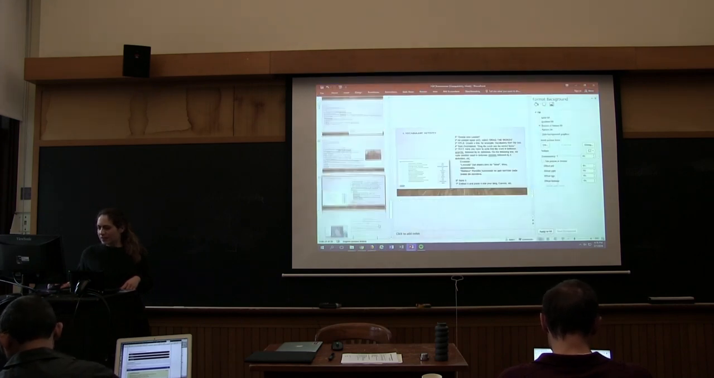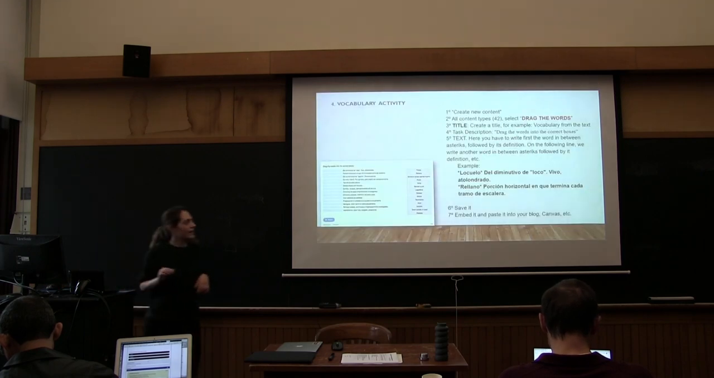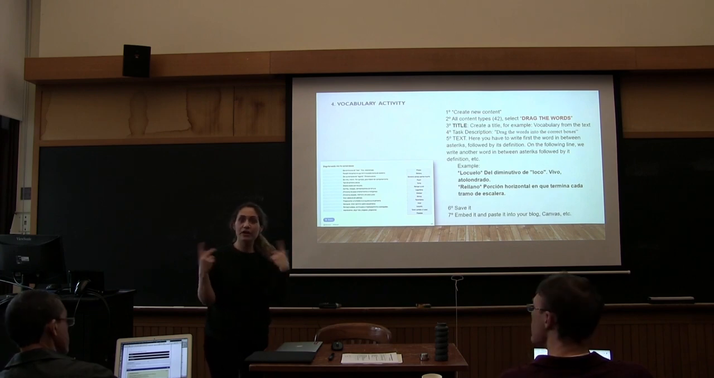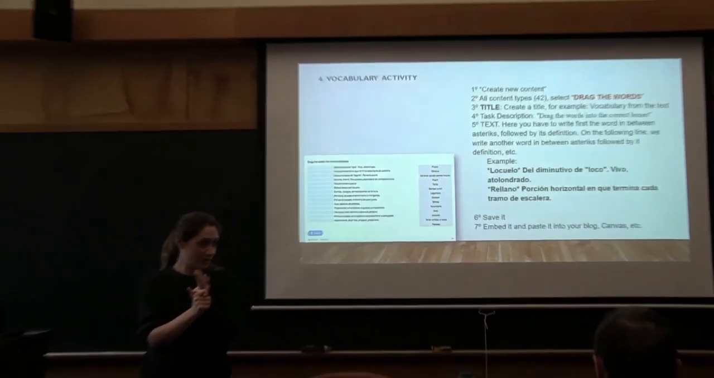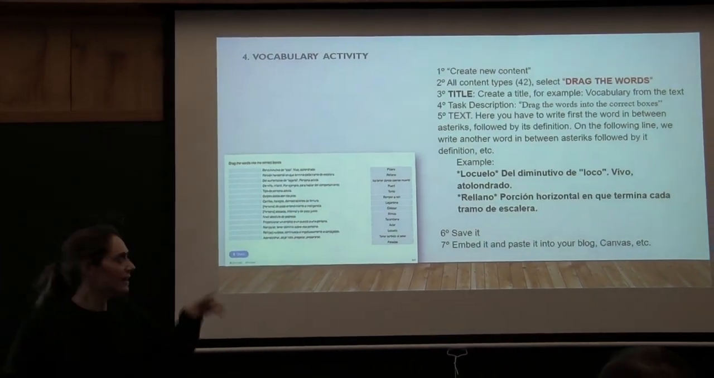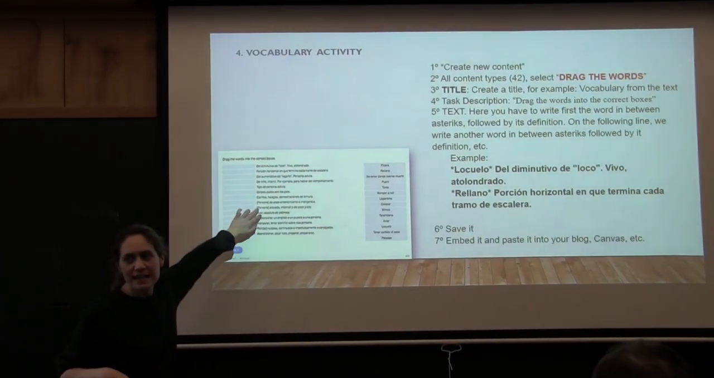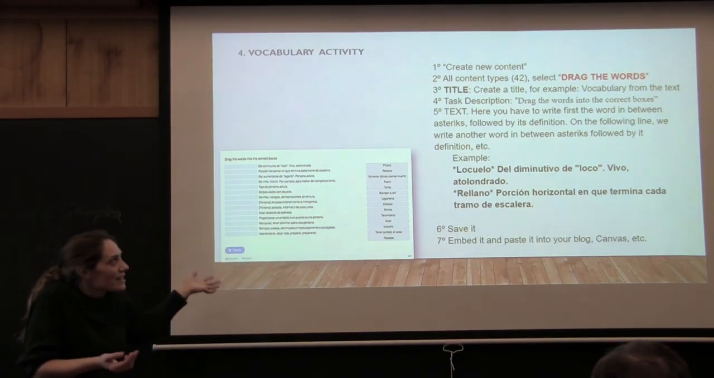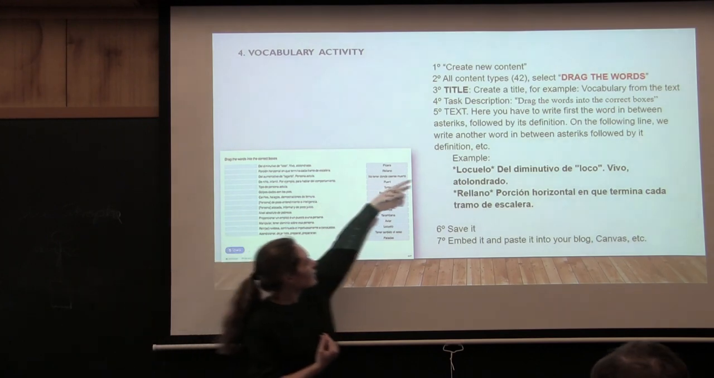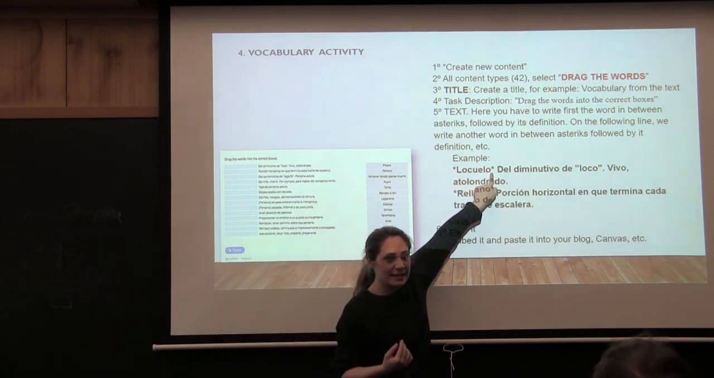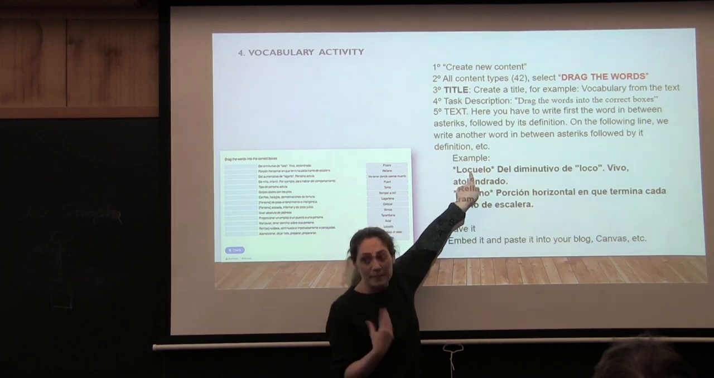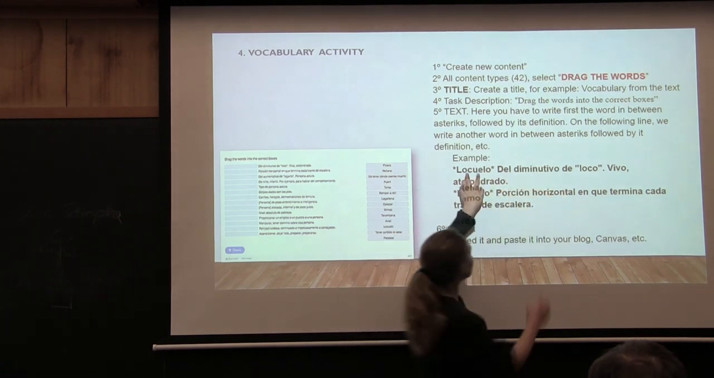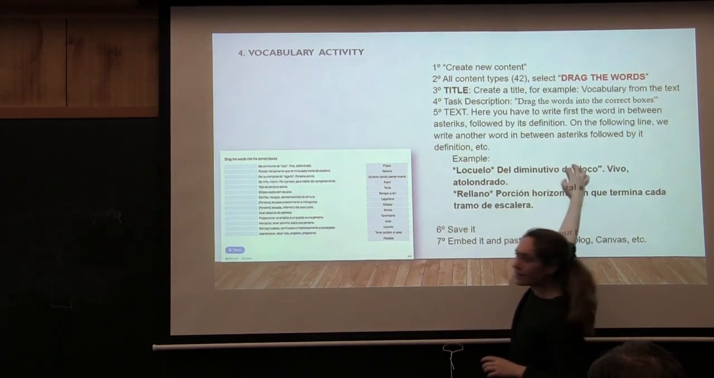Okay. So let's create a vocabulary exercise. So the ones that you have created, the listening or the filling the blanks with grammar or with a song. If you have done it, create a vocabulary exercise. The selection is drag the words. And it's like the previous exercise. In between asterisks is the word that I want my students to guess or to define. The diminutive of the locomotive. So this is the thing that they need to match.